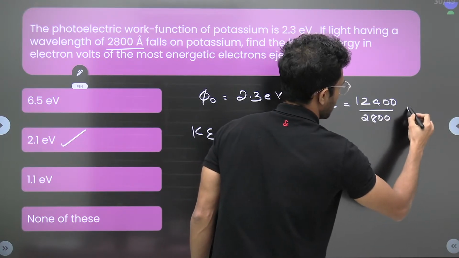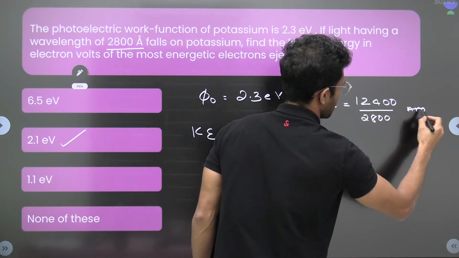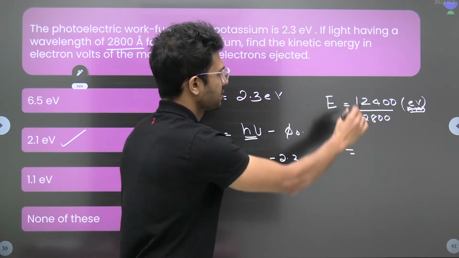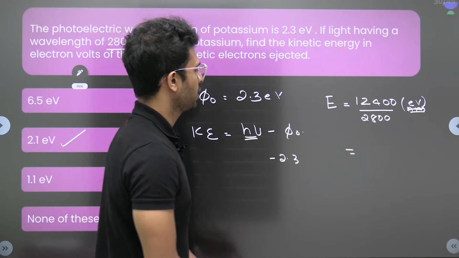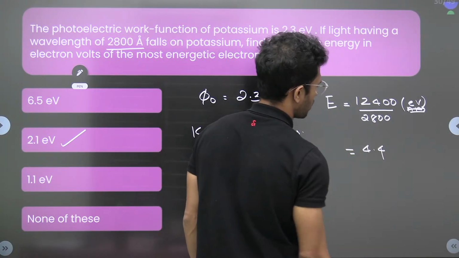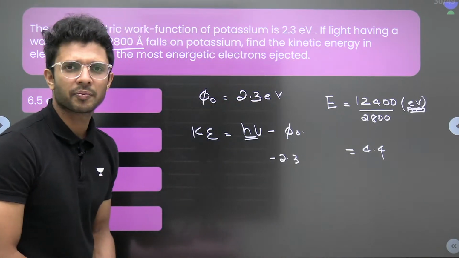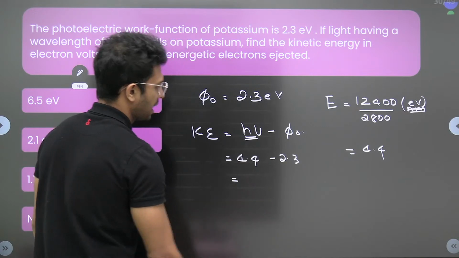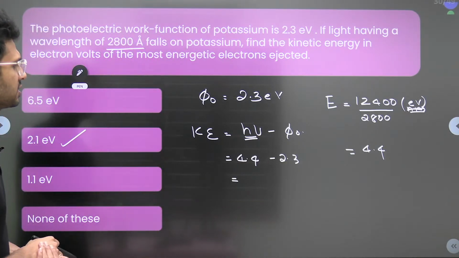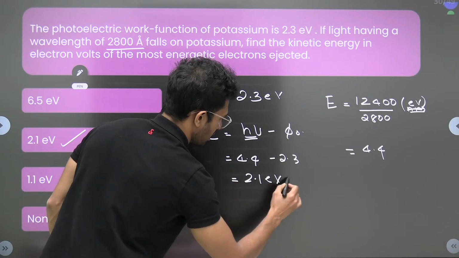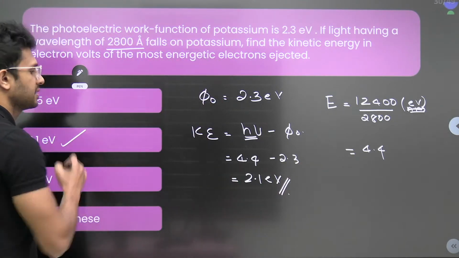2800. You will get the answer of energy in electron volt. How much will it come? 12400 by 2800, almost 4.4, approximately something like that will come, right? Okay. So we'll write 4.4 minus 2.3. So this will come around how much? 2.1. Answer option B.